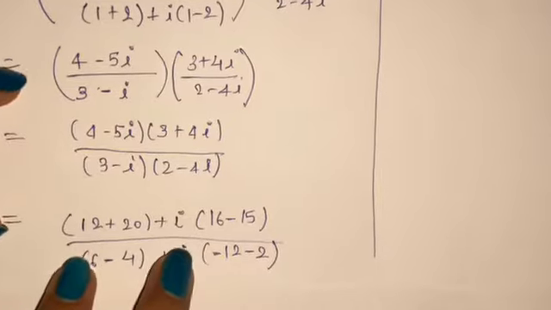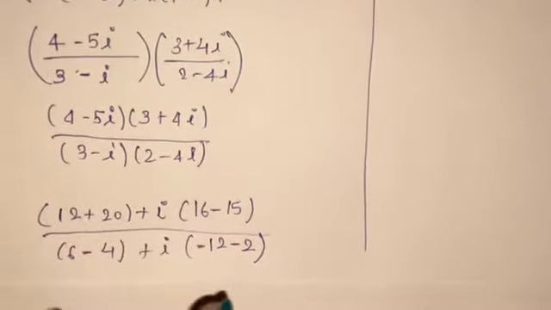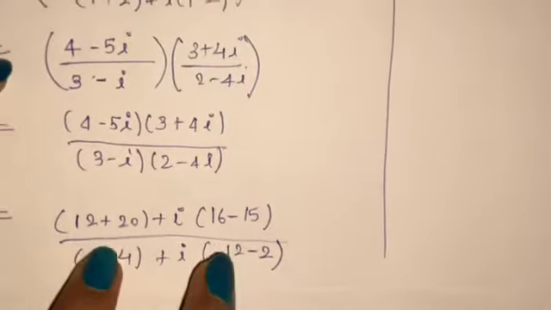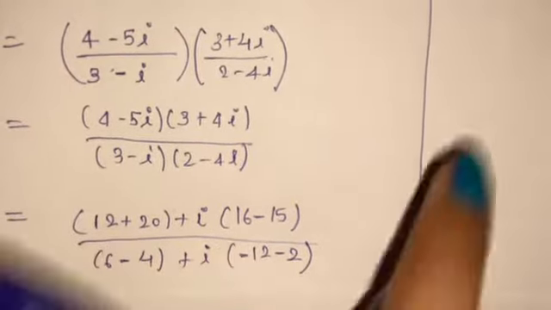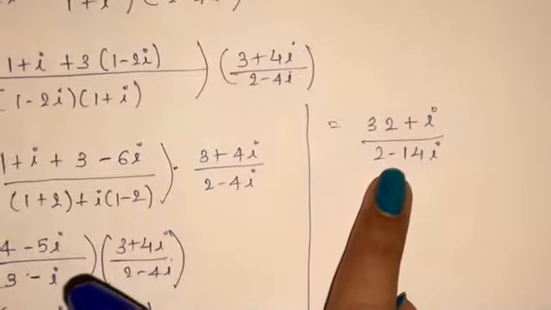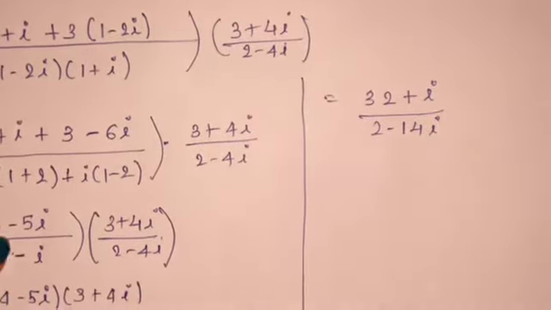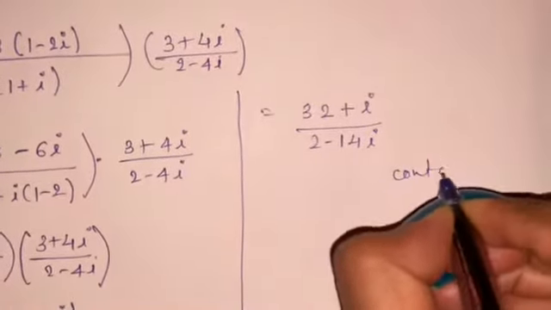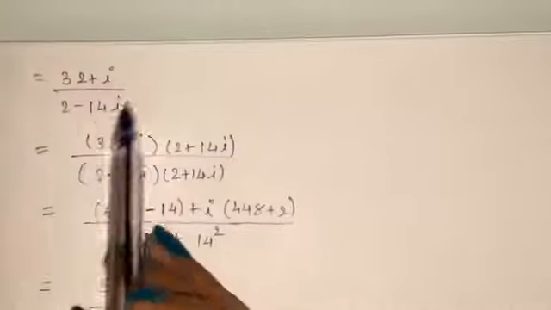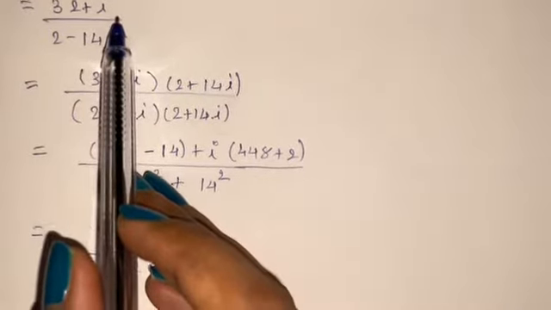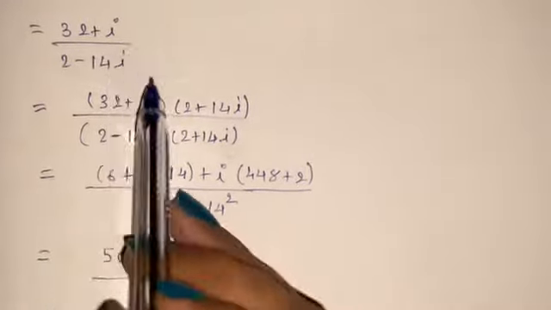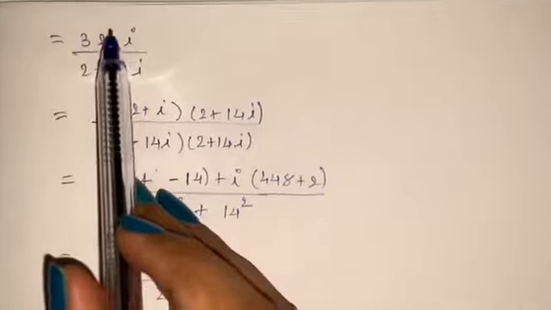Again I have solved. You can do simple multiplication as well as directly use the formula (AC minus BD) plus i(AD plus BC). So you will get this as (32 plus i) by (2 minus 14i). Now continue. I got this as the final form, but again this is not the form of a plus ib or standard form. So again I have to rationalize this.